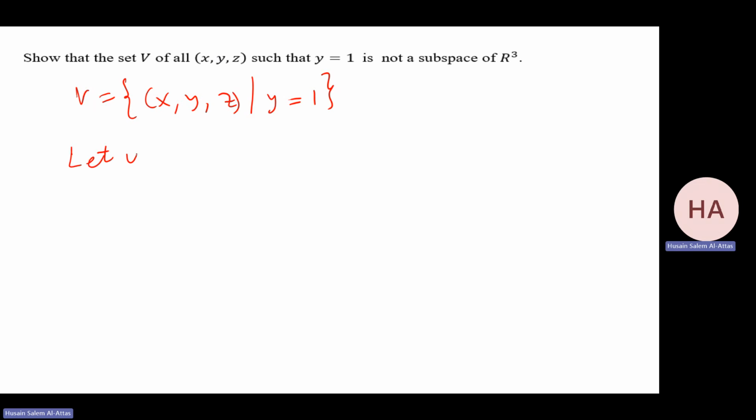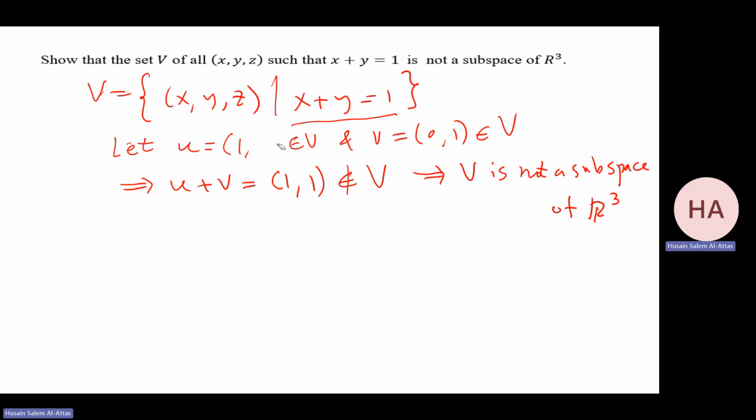Let u be, no, sorry, this should be 1, 0, and 2. This is 0, 1. It should be in R3. It does not make a big difference. You can make it 3 or anything. The condition is about the first and second component, so this will be 1, 1, 5. I'm in R3, not in R2.